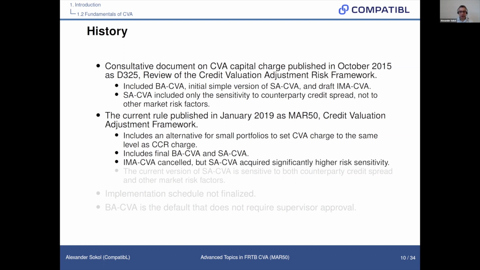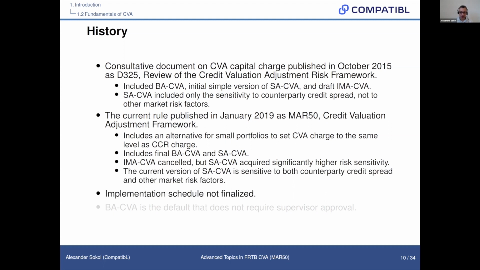It does not include the internal models approach. It was canceled for CVA, but the standardized approach acquired significantly higher risk sensitivity. And now it's sensitive to a lot more hedges, and it's also sensitive to more risk. And as a result of being sensitive to detailed risk, it also became less conservative, and the capital has gone down compared to more crude approaches. So SA-CVA improved and takes the place of the top-line approach that basically is the most risk sensitive method.